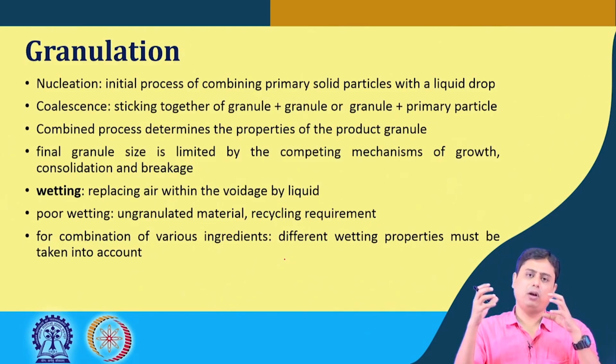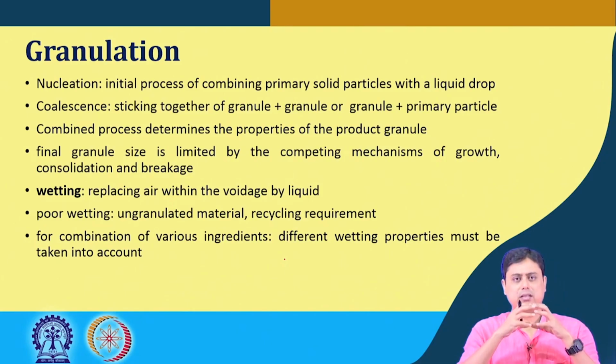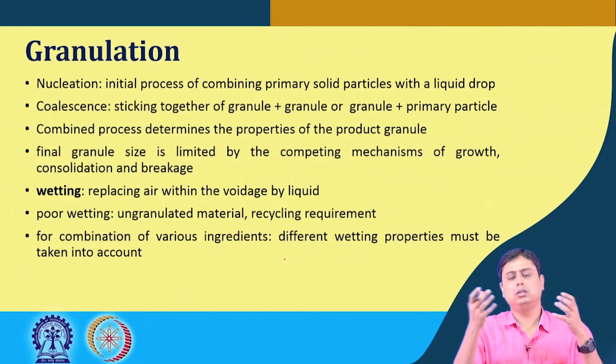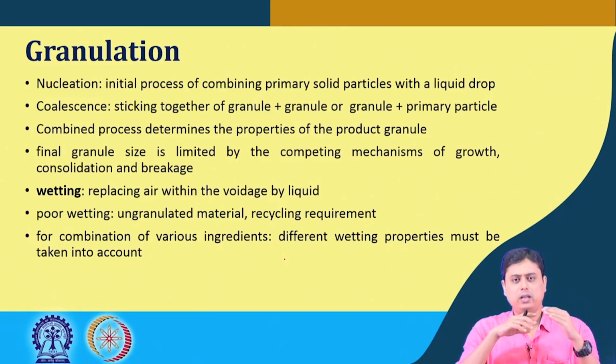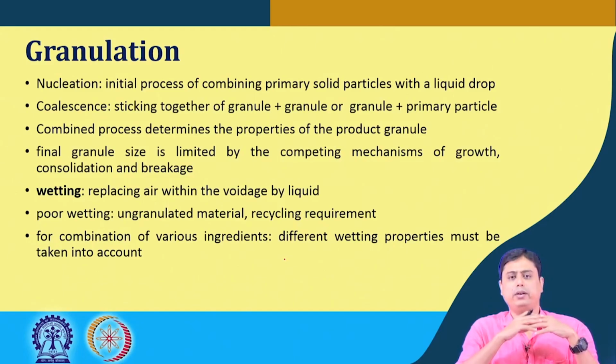Now the end product's granule size is limited or restricted by the competing mechanisms of growth, consolidation and breakage. These are the three rate steps in granulation. So firstly it is wetting plus nucleation, followed by coalescence and consolidation, or growth, and the final step is breakage due to attrition. So these three steps and their competing mechanisms dictate the final size of the end granule or the end product.